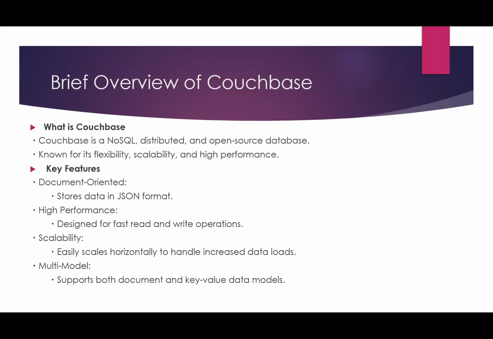First, it is a document-oriented database, which means it stores the data in JSON format. Couchbase has high performance, and it is designed for fast read and write operations. Couchbase is easy to scale horizontally to handle increased data nodes, and Couchbase is a multiple model database. It supports both document and key value data models, which means it is both a key value store type and document type database.